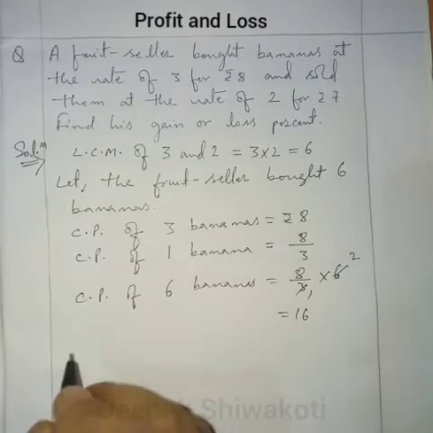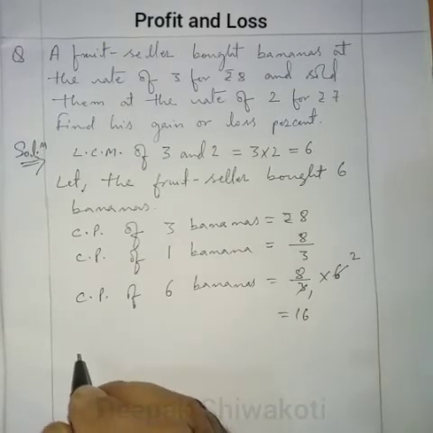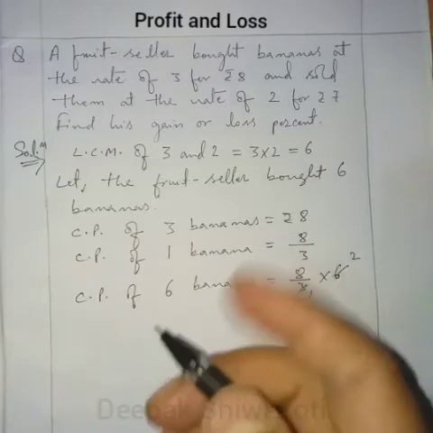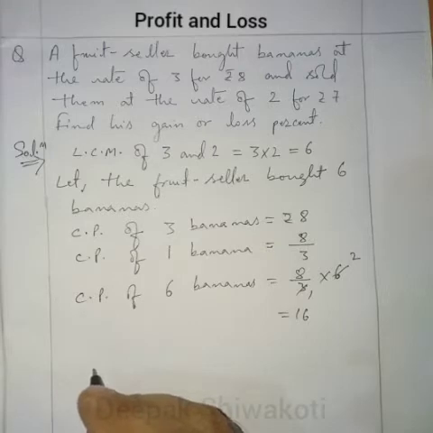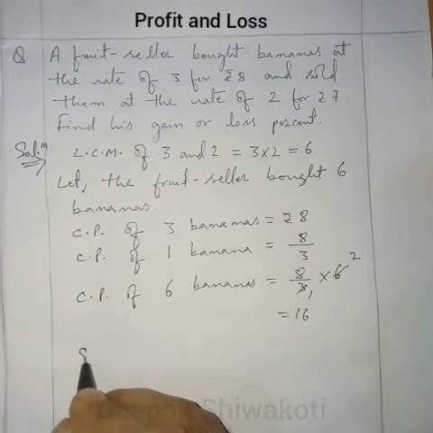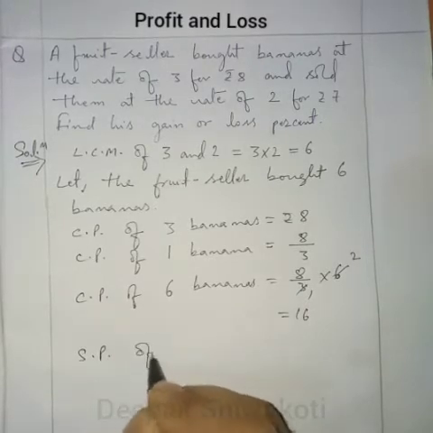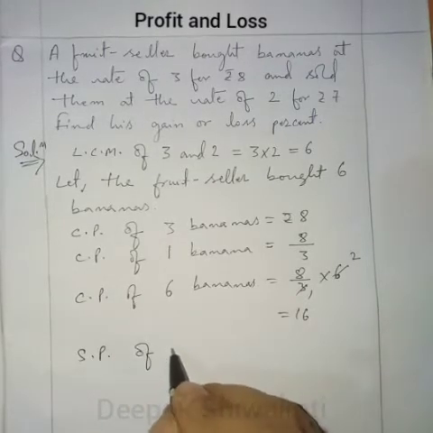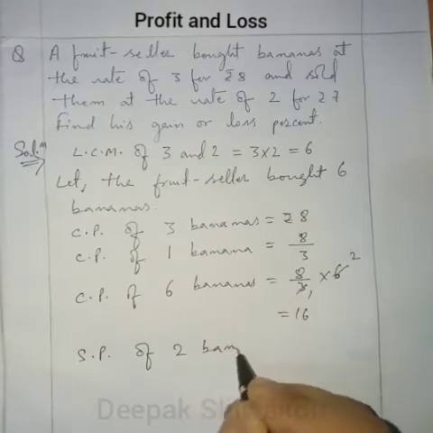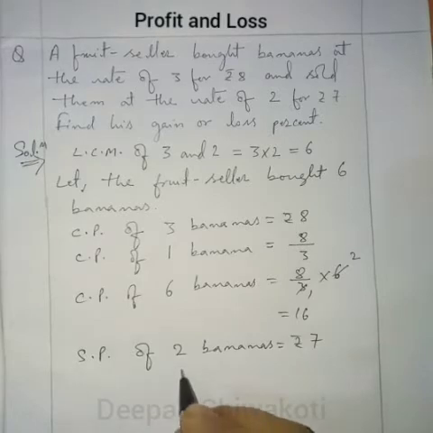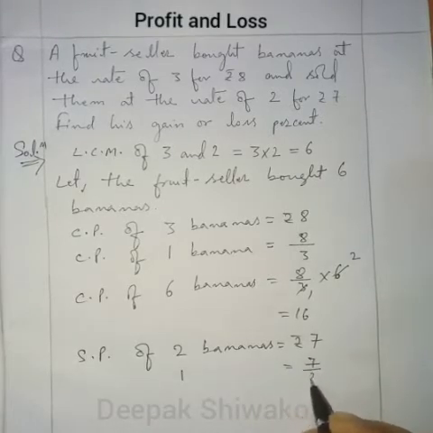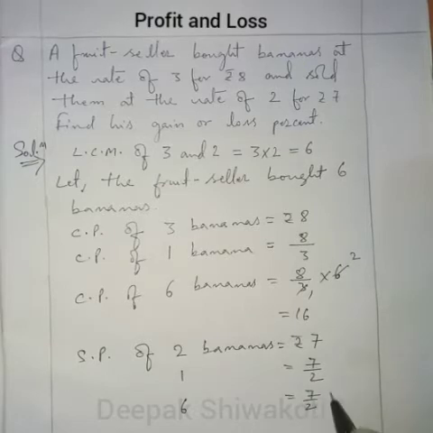Okay, now let us find the selling price of these 6 bananas. To find the selling price of 6 bananas, we'll see at first the selling price of 1 banana. So again by the unitary method, let us find the selling price of 6 bananas. Selling price of 2 bananas is rupees 7. 1 will be 7 by 2 and 6 will be 7 by 2 into 6.